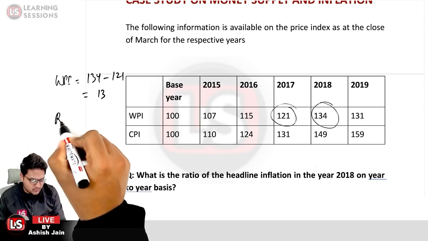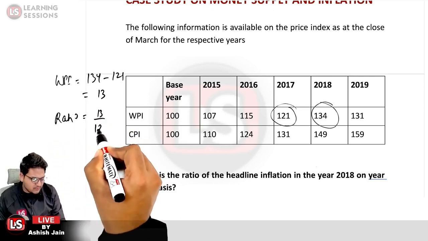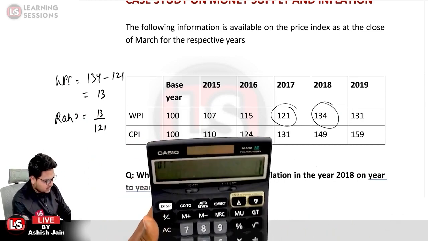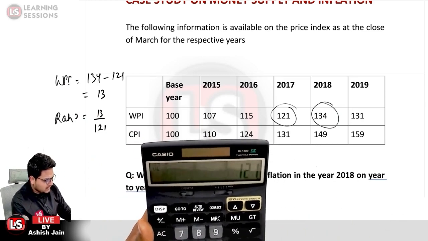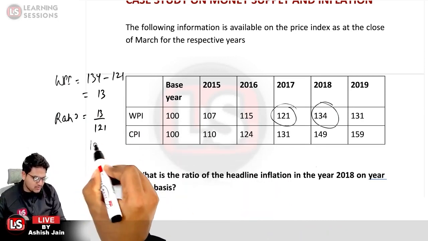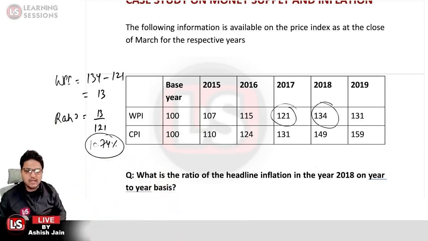So what will be the ratio year to year basis? It will be 13 divided by 121, and that would be the answer. 13 divided by 121, in percentage, is 10.74%. So on a year on year basis, it is 10.74% for the year 2018.